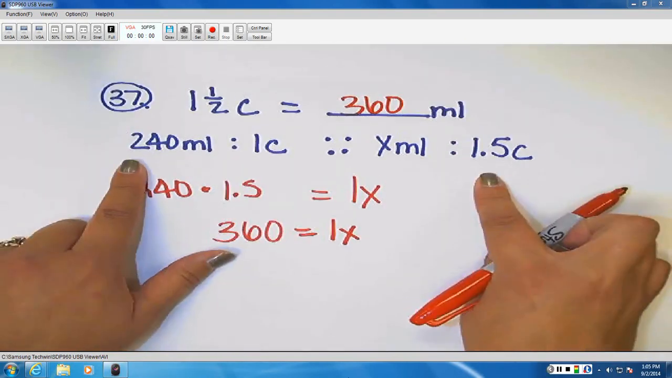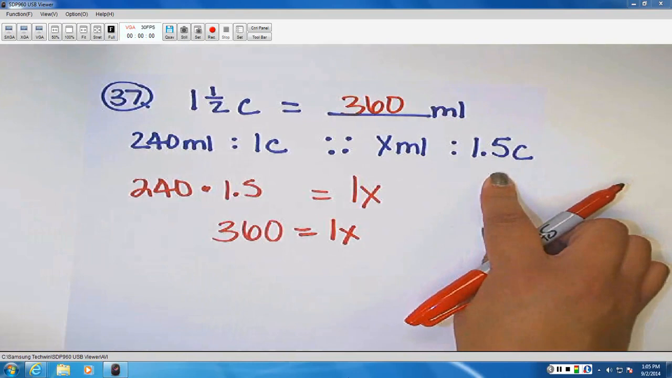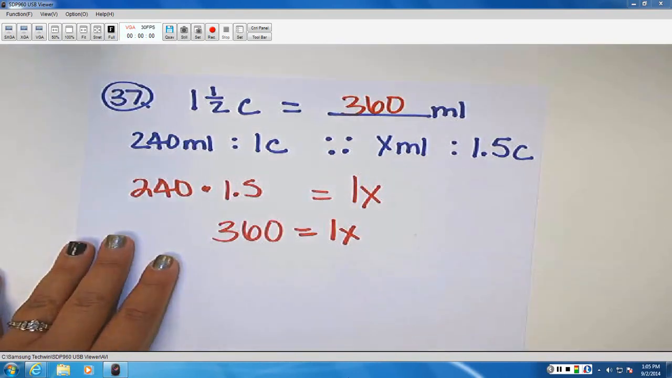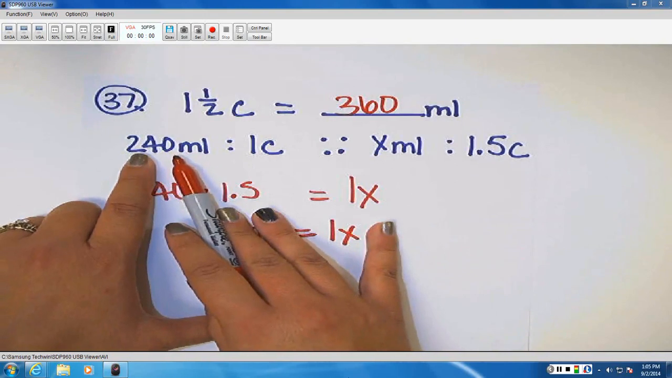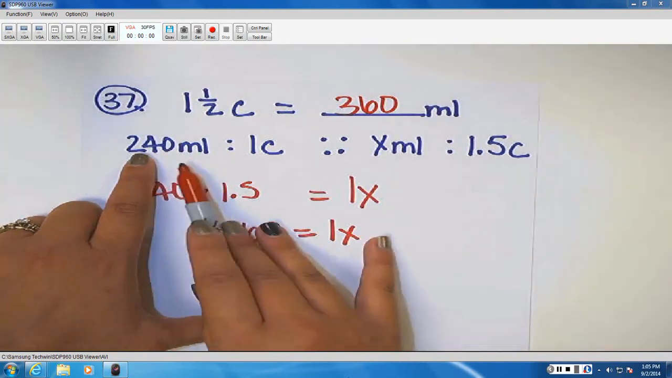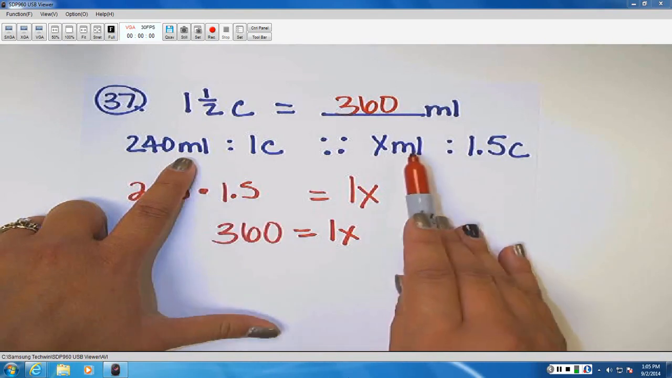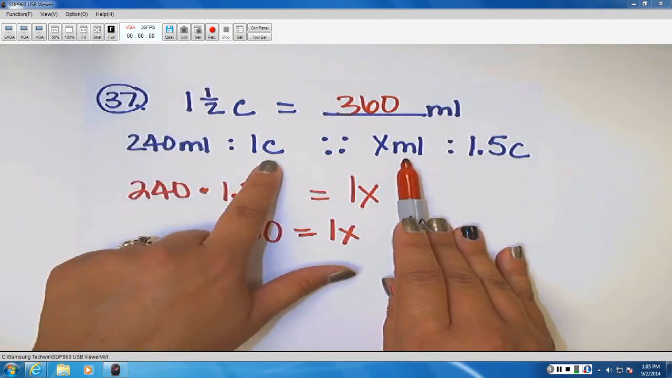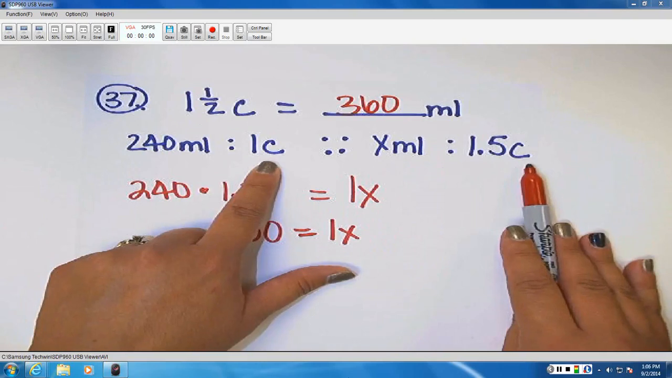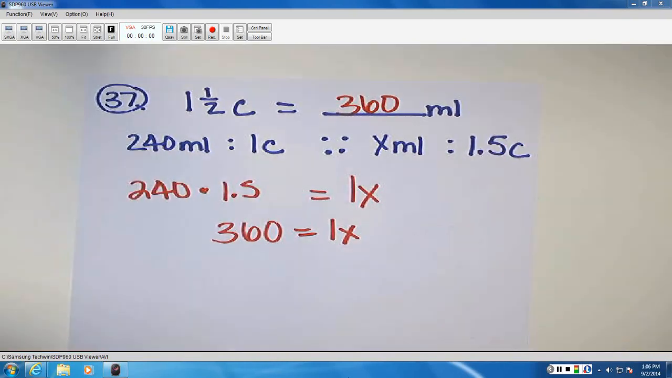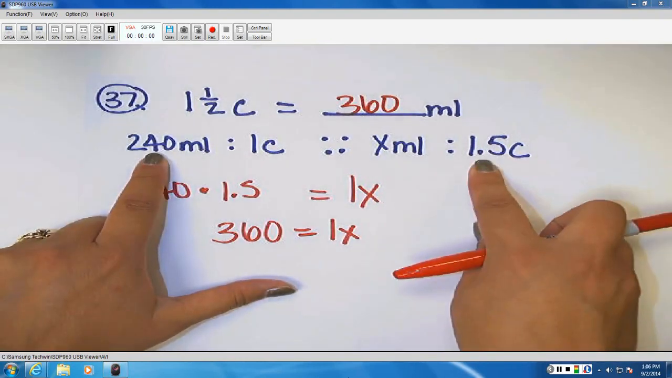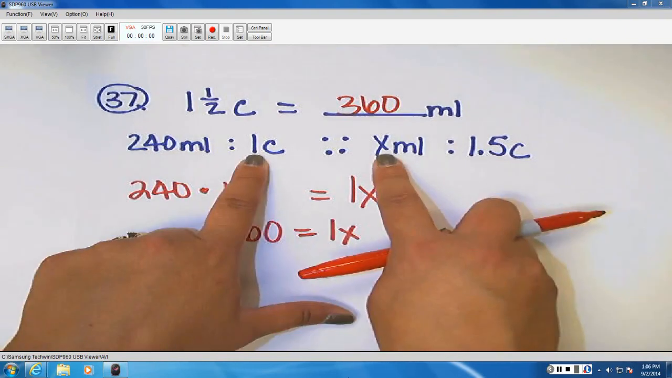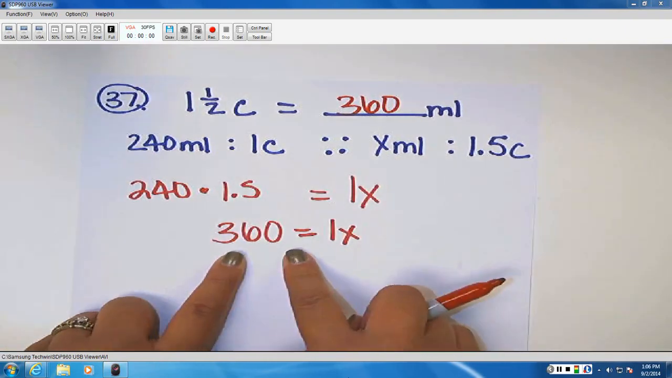Set up my proportion. Always on the left side, you're going to put what you know, and on the right side is what is unknown, making sure that however you set up your left side of the equation, the right side matches. So on the left side, I listed mLs first. On the right side, I listed mLs first. Cup came second, cup came second. Then you just do your math. And again, when you're doing your math, you can drop the labels. It would get very confusing if you tried to keep those labels. So you're just going to take 240 times 1.5, and then 1 times x, and it equaled 360.